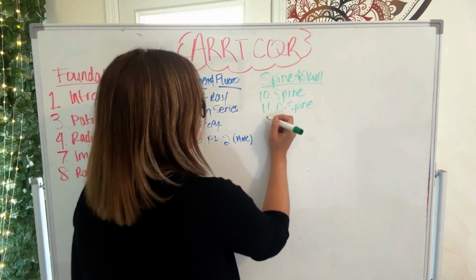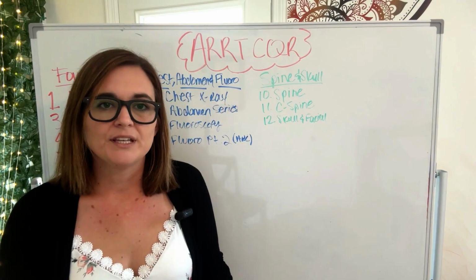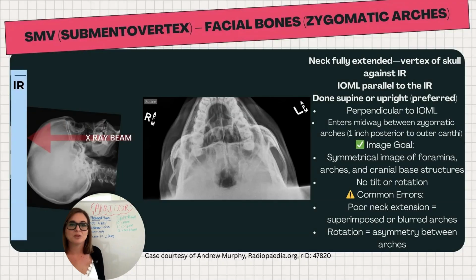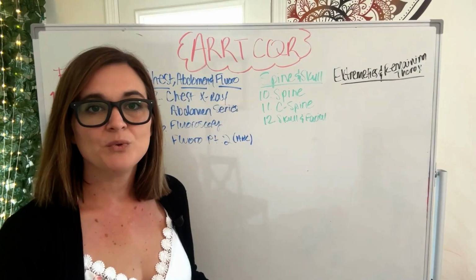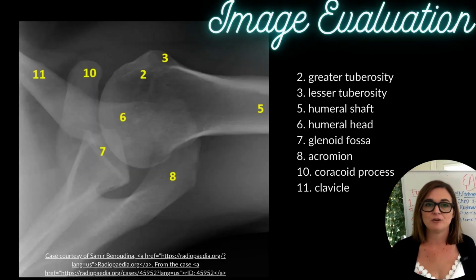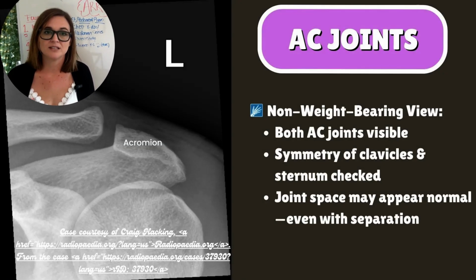After the spine, we moved into the skull and facial bones. We included Caldwell, Waters, SMV, plus trauma adaptations. We also included sinuses and nasal bones. Next, we shifted to the shoulder girdle. We covered AP internal and external rotation, brachy, Y-view, and outlet projections. We looked at the clavicle, AP and axial, and the AC joints with and without weights.